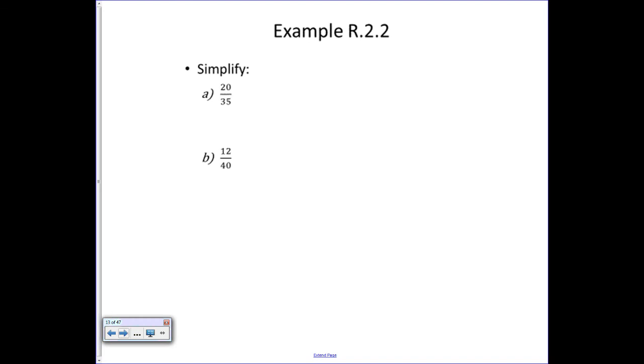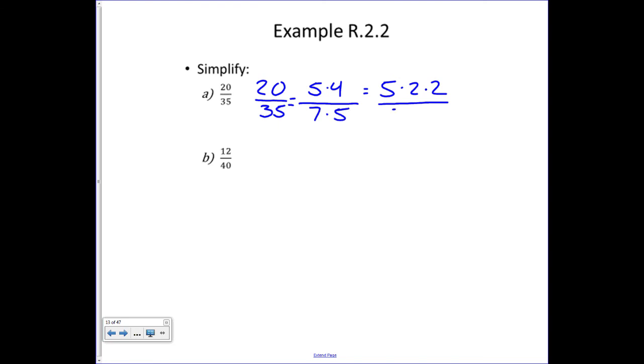So we're starting off with 20 over 35. If we write out the prime factorization for both of those numbers, 20 is 5 times 4, which is 5 times 2 times 2. 35 is 7 times 5. Okay. So top and bottom, they both have in common a 5. So we can basically get rid of those. 5 divided by 5 is just 1. And then we write what's left. 2 times 2 is 4 over 7. And that's our simplified fraction.